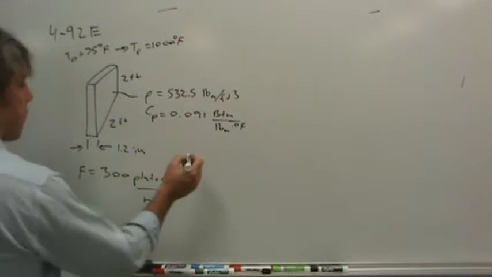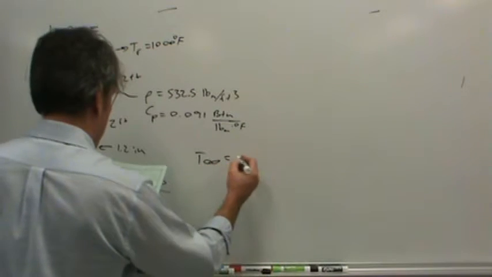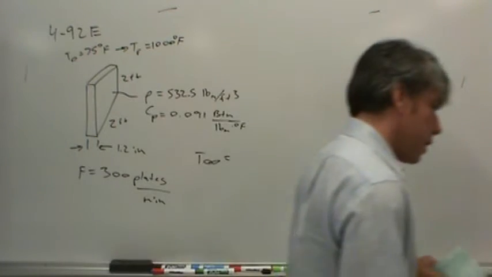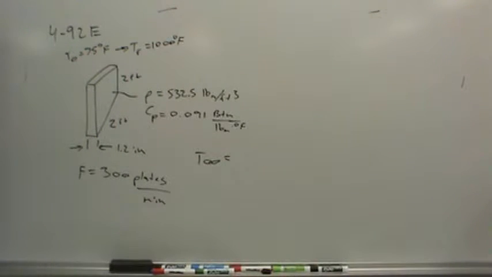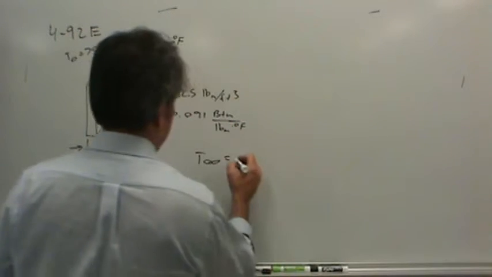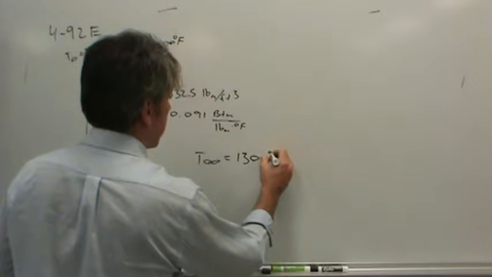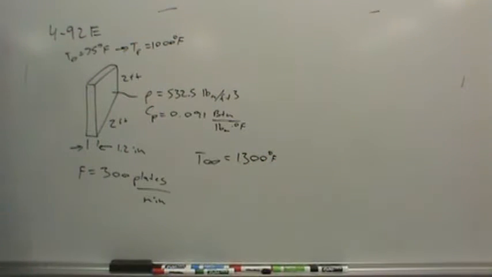The temperature of the furnace was given as, is that 12 or 13? Let's see, it looks like it's 1300 degrees. Okay, so the temperature far away, and remember we called that T infinity in 220 for heat transfer. So the temperature of the furnace is that much, and we're supposed to find the heat transfer rate.